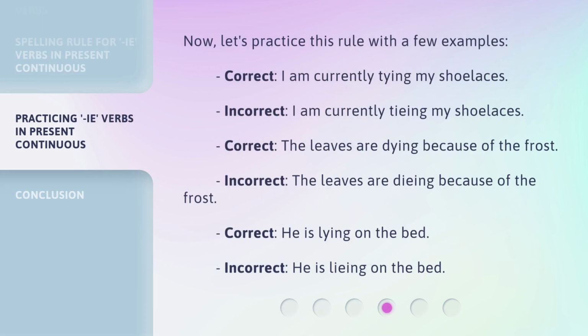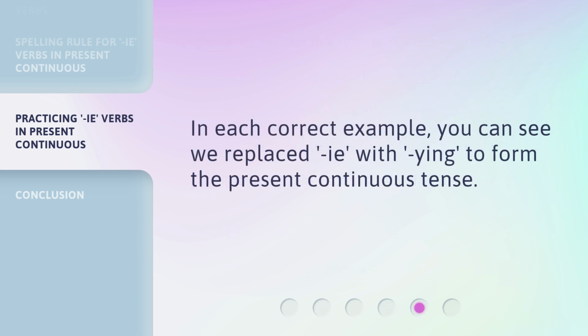Now, let's practice this rule with a few examples. Correct: I am currently tying my shoelaces. Incorrect: I am currently tiing my shoelaces. Correct: The leaves are dying because of the frost. Incorrect: The leaves are dieing because of the frost. Correct: He is lying on the bed. Incorrect: He is lieing on the bed. In each correct example, you can see we replaced -ie with -ying to form the present continuous tense.